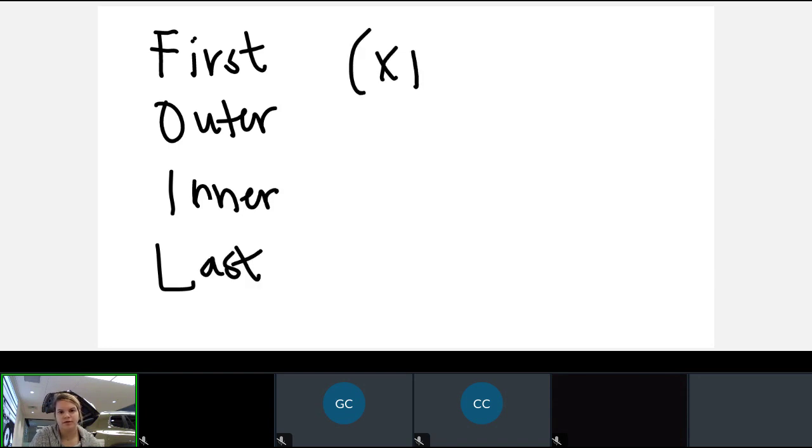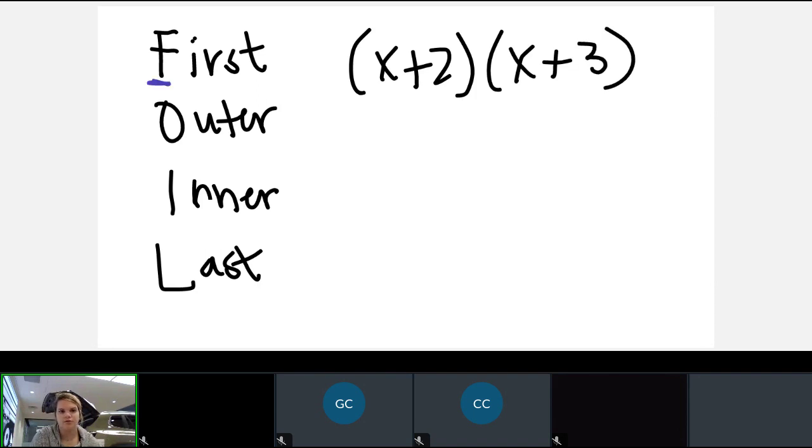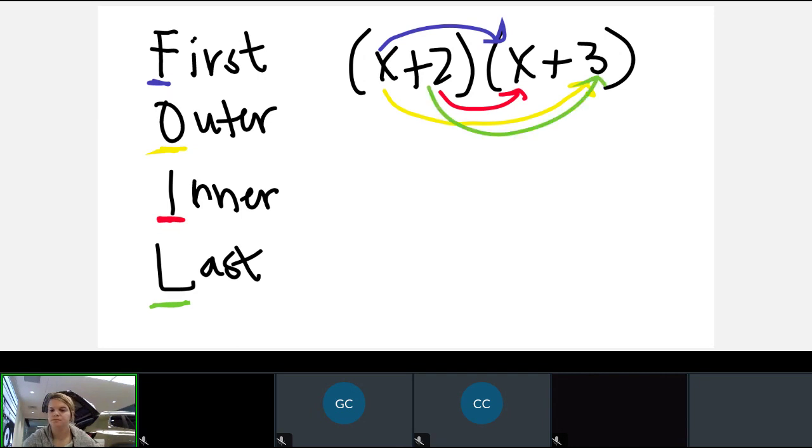So if I had x plus 2 times x plus 3, the F would be first, so I would do x times x. Outer would be my outside terms, so x times 3. Inner would be these 2 inside terms, 2 times x. And then last would be 2 times 3.